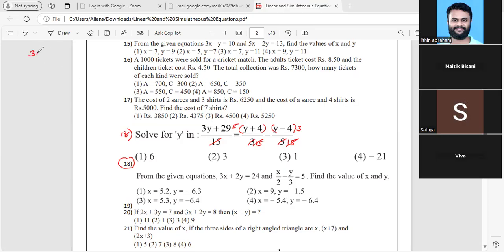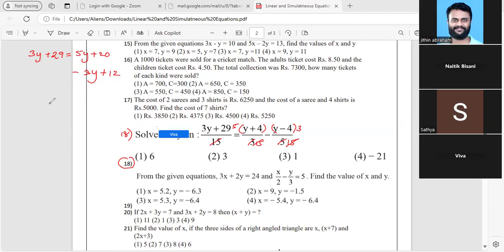On the left hand side, I have 3y plus 29 is equal to, on the right hand side, I have 5y plus 20. 5 multiplied by 4 is 20. In between, I have a negative sign, so I'll write minus. Then I have again 3 into y, that is 3y, plus 12. Here I have minus, and here also I have minus. Minus and minus becomes plus, and then 4 into 3 is 12.